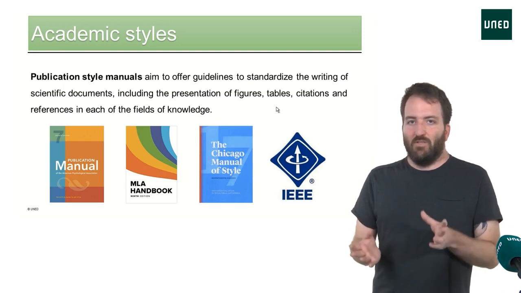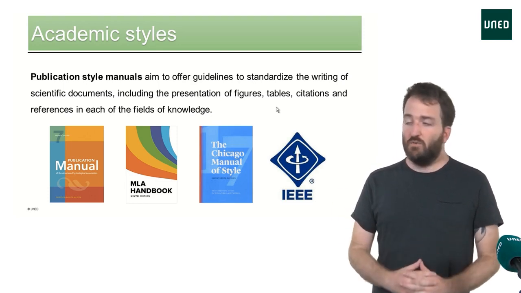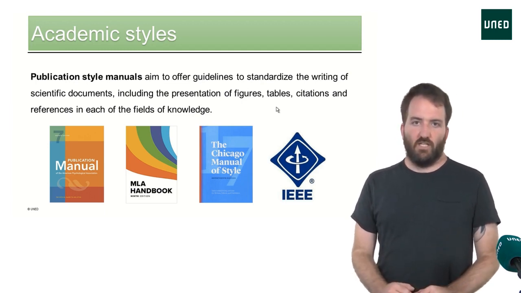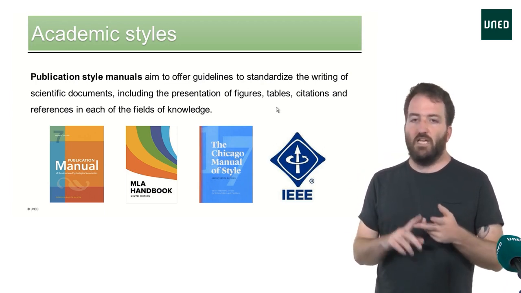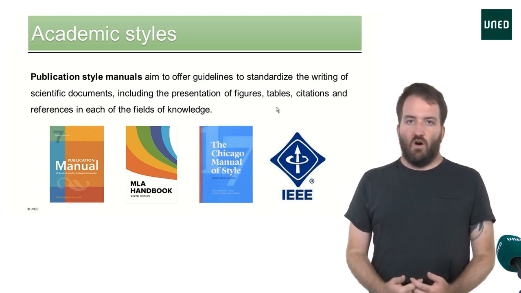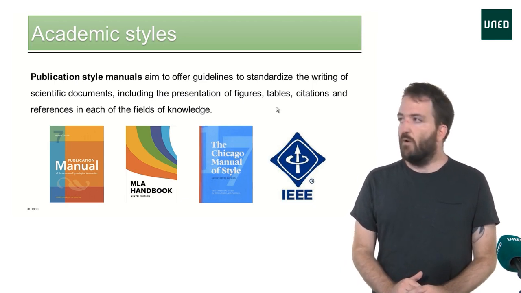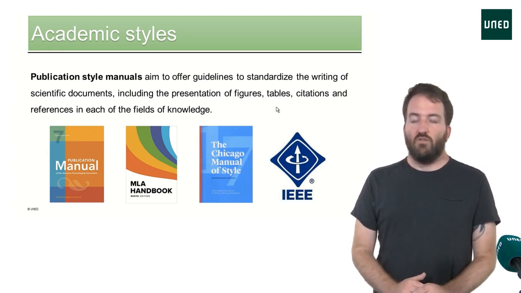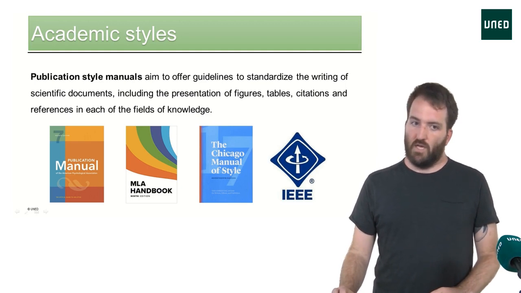Academic styles are basically manuals published by different associations or groups that give guidelines on how to present and organize your academic work. They have tips on writing, on formatting, on figures and tables, and most importantly, on citations and references, which is one of the most important elements of your academic work. In some cases, they also have information on how to make our language more inclusive and how to avoid plagiarism. So it's very useful to have a look at them at some point.